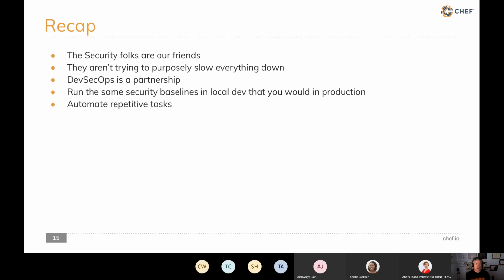We want to run the same security baselines and the same compliance baselines in local dev that we would run in production. That way we make sure a defect is found as early in the process as we possibly can. And last but not least, we want to automate any repetitive task. If you do a task that you even remotely think you will do more than once, it's worth the time and effort to automate that task.